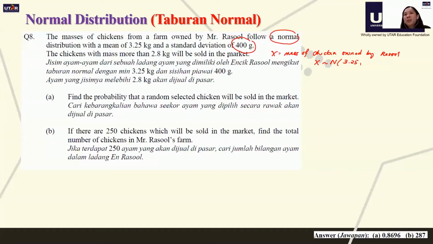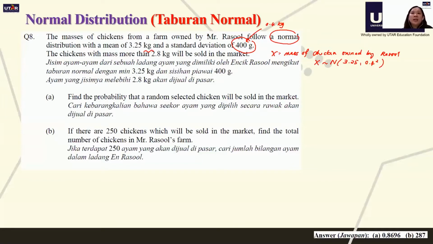Be careful on this. When you play with the functions here, make sure the units you use are all the same. If you put kg here, make sure you change this part to kg as well. Change the 400 gram to kg, so you have 0.4 kg. So this part will be 0.4 squared here. Standard deviation is 0.4, but when we play with the notations for normal distributions, this part should be put as variance. That's why I put my answer as 0.4 squared.